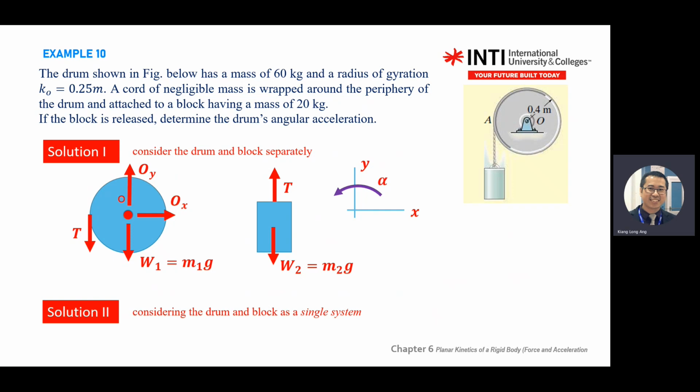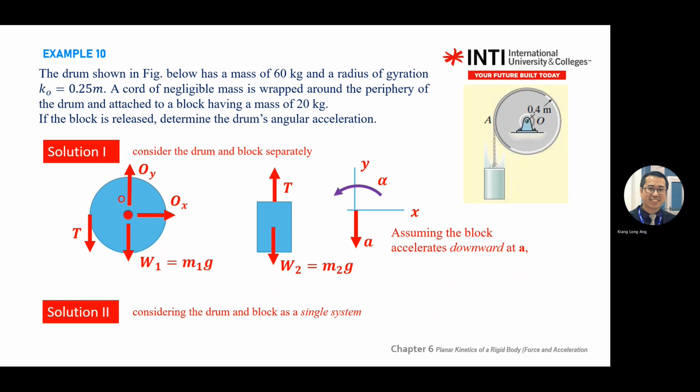Then there is an alpha there, because this one rotates anti-clockwise. So this is the one that you want to find, the angular acceleration. Acceleration goes down. Here, acceleration goes down. This is the block. The block goes down.